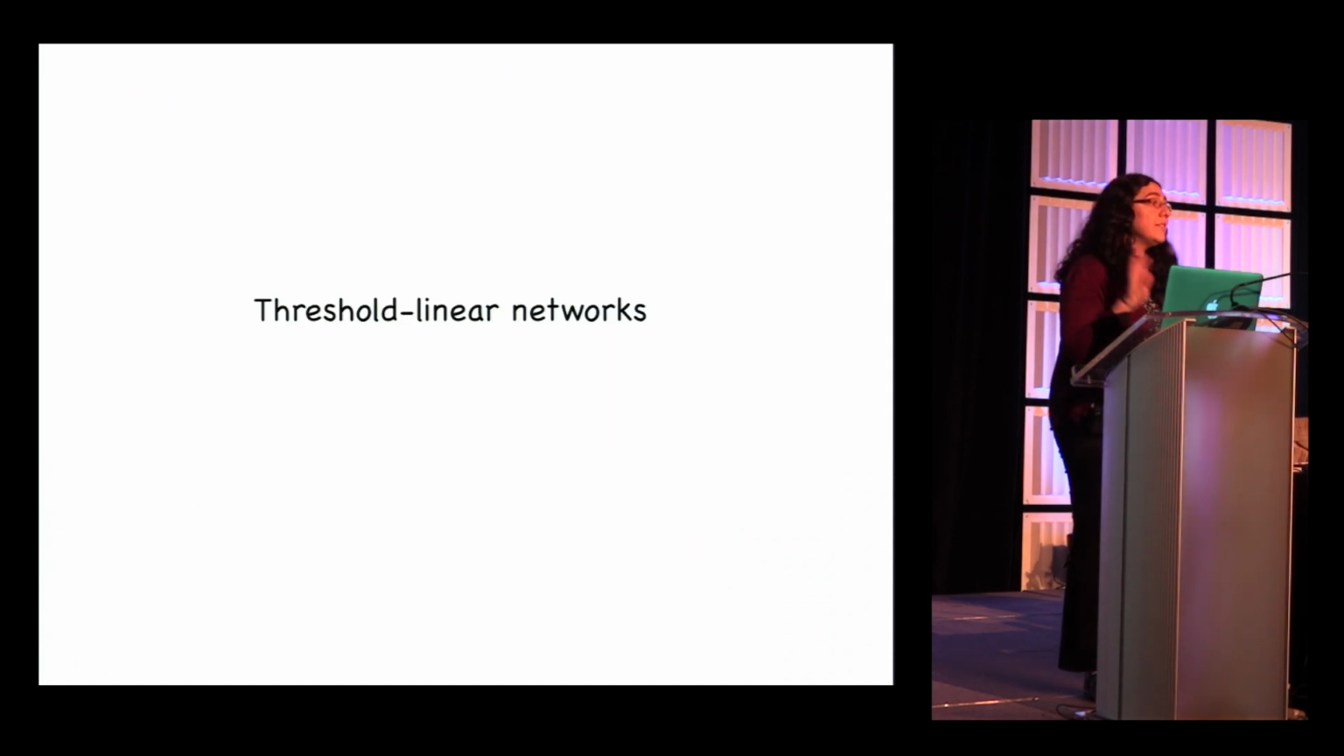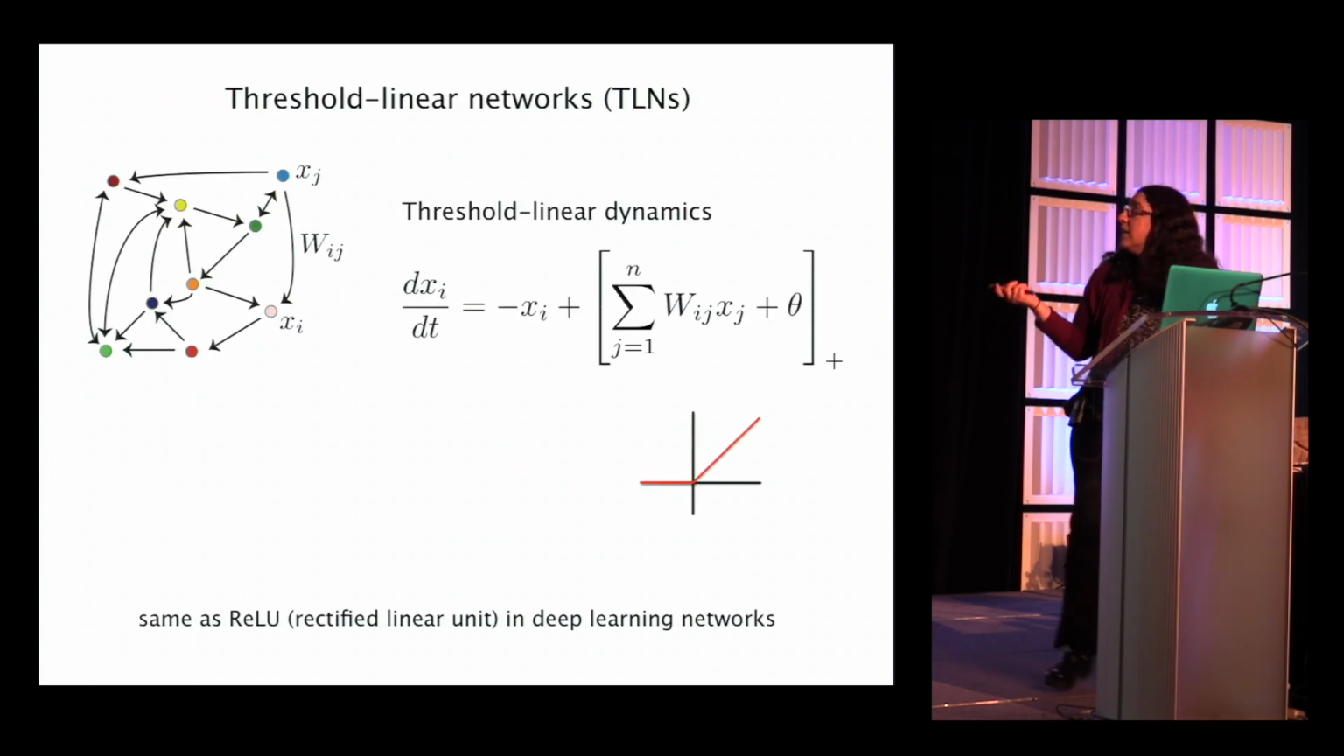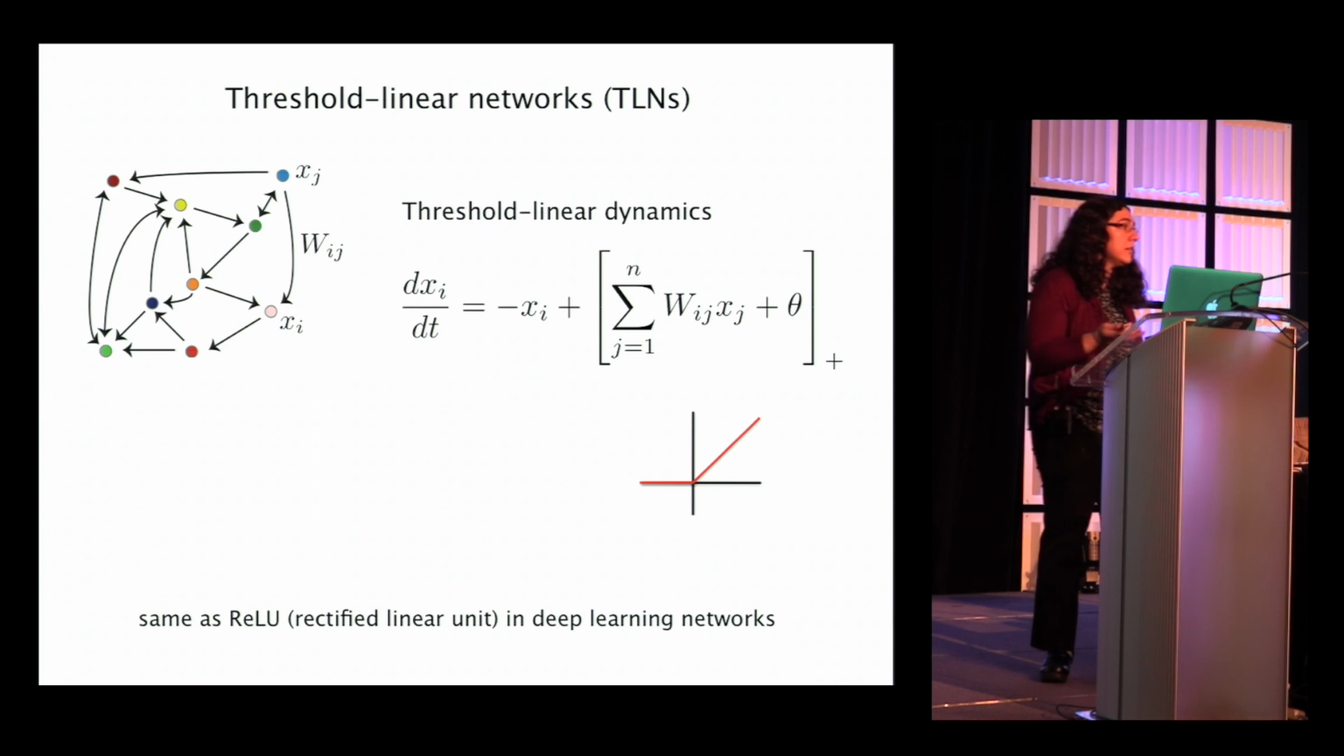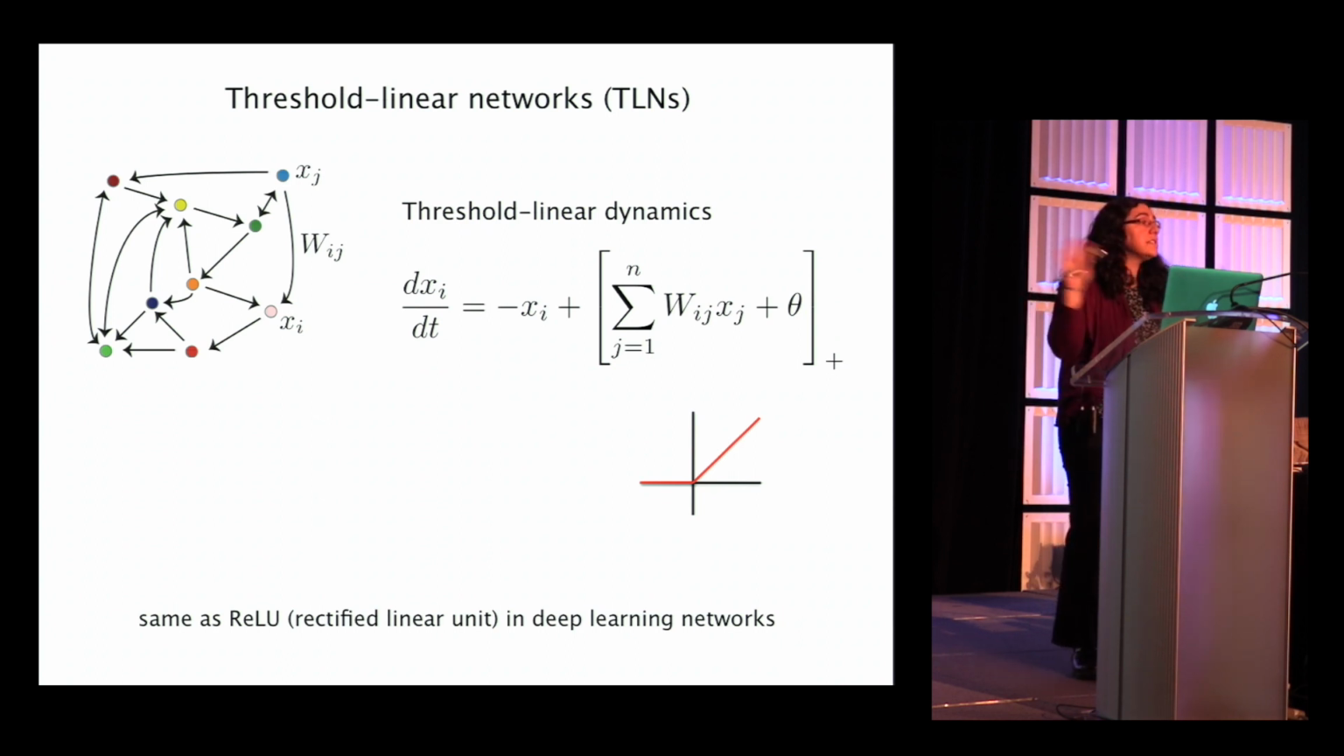Okay, so what is the simple model I'm going to deal with? It's going to be a special case of threshold linear networks. These equations are, I assume, familiar to most of you. This is just a very simple rate model, and I've just made a choice on the nonlinearity. I want to use the threshold linear one.